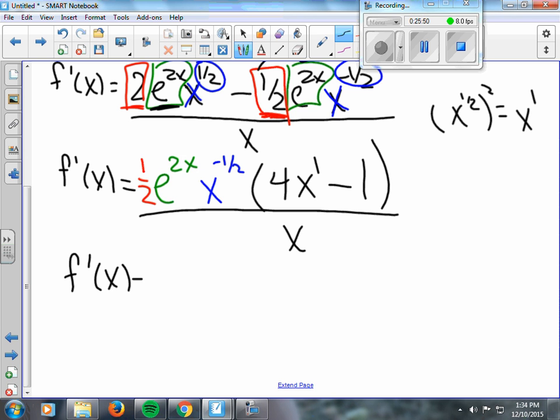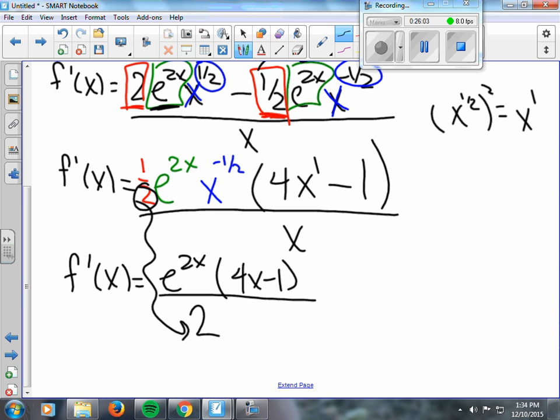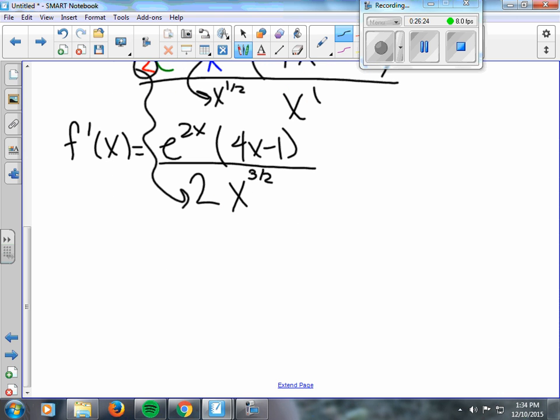So the last step here, I'm going to say this is e to the 2x times 4x minus 1, and then down in the denominator I have this 2, but I'm going to put him down in the denominator where he lives. And then this x down here was to the 1, and then the numerator was to the 1/2. That will be a 3/2 in the denominator, because I can take this negative and make it positive by moving it to the bottom, and then you add the exponents once they're down there together. This is the nicest version of f prime, believe it or not.